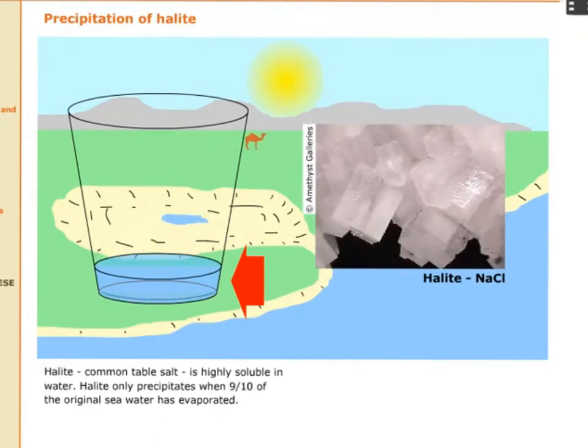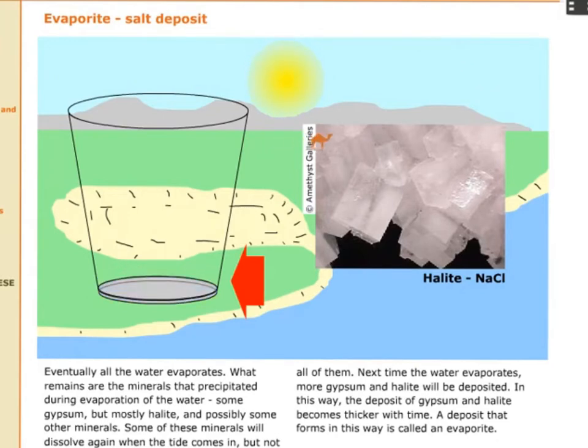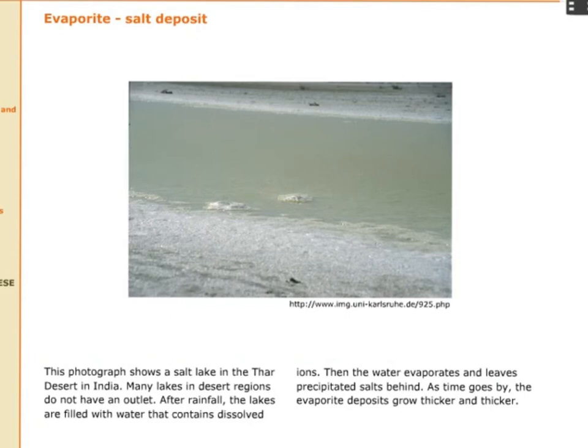And then it's going to continue to evaporate, and that halite's going to get thicker and thicker and thicker. So those evaporites, those chemical rocks, are going to get thicker and thicker. So those crystals that we just saw kind of get bigger. Here is an image of a salt lake, Thar Desert in India. And so what happens is the water evaporates, leaving the halite and the gypsum left behind as that water evaporates. And as more water evaporates, that halite gets thicker and thicker.